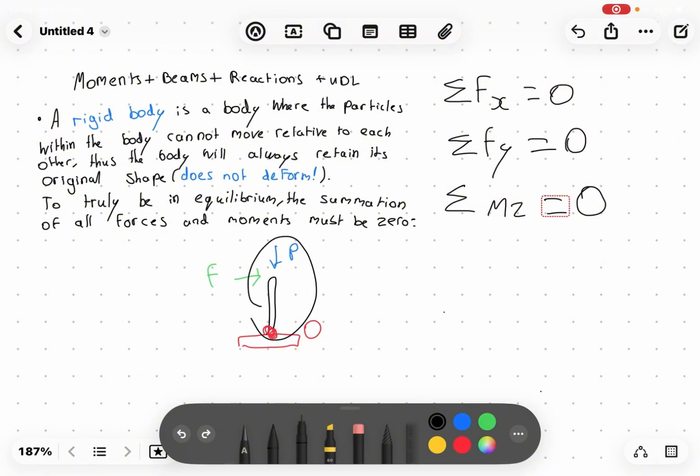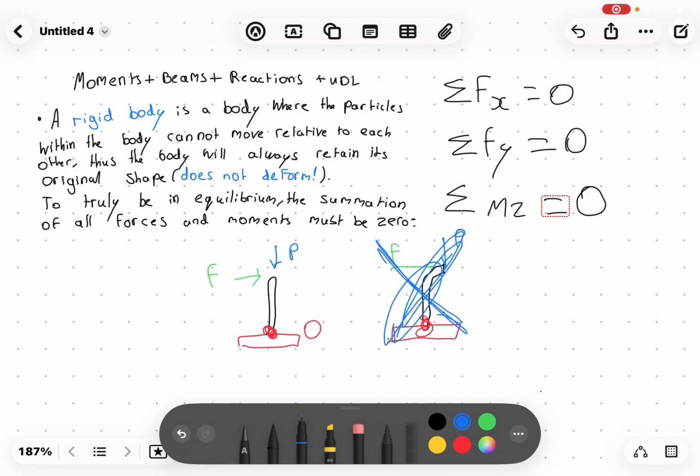And this one is different. This would make it move. Let's say this wasn't rigid. If the case was that the force made it bend, then the other force would make it also go down, so that would also be a moment. However, these are very complicated, so we're not going to talk about them.